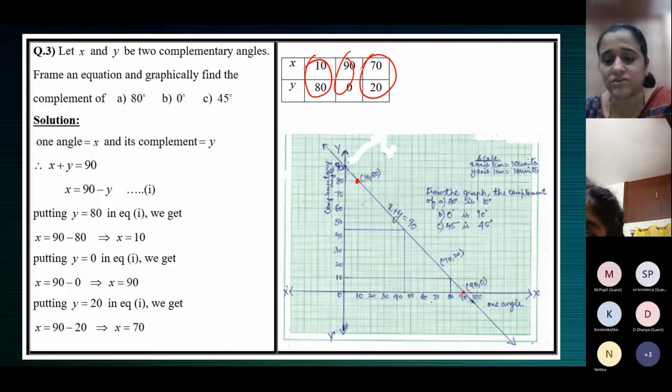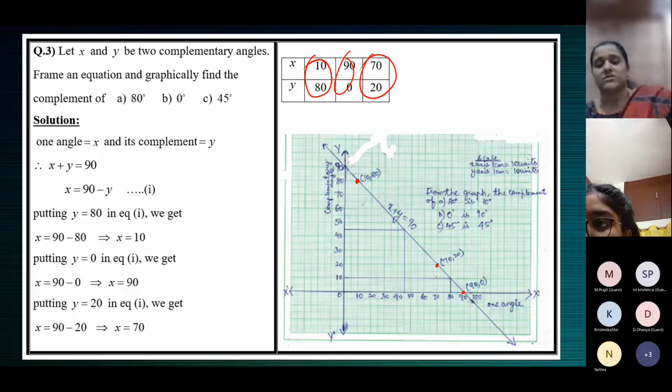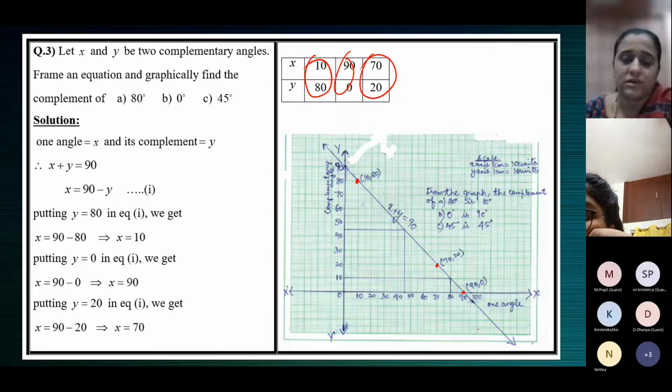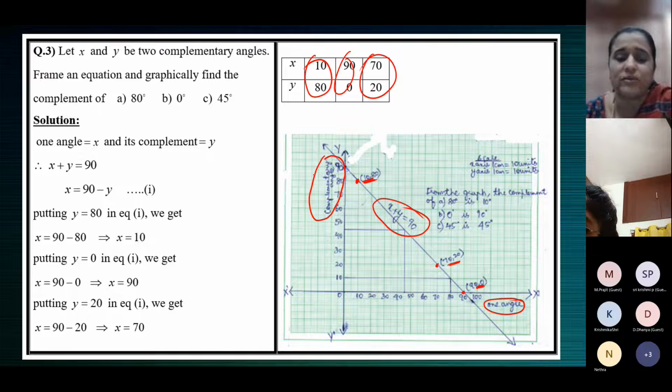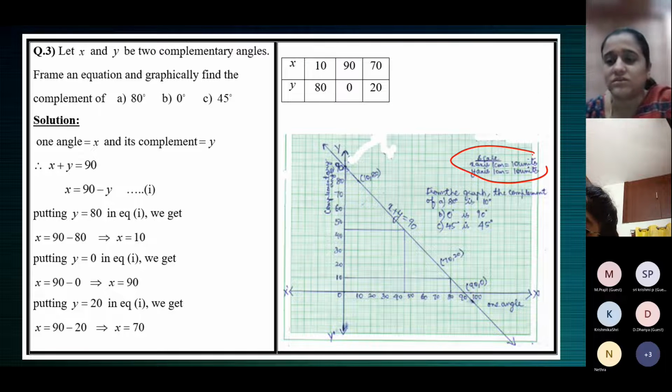70, 20. So where is 70, 20? This is 70, 20 here. So join these three points and obtain the graph. Now you can see I have mentioned the address of the points and also the equation on the line. I've written here, what is this? The x-axis represents one angle and the y-axis represents the complement of the angle, or complementary angle. And then, of course, the scale.